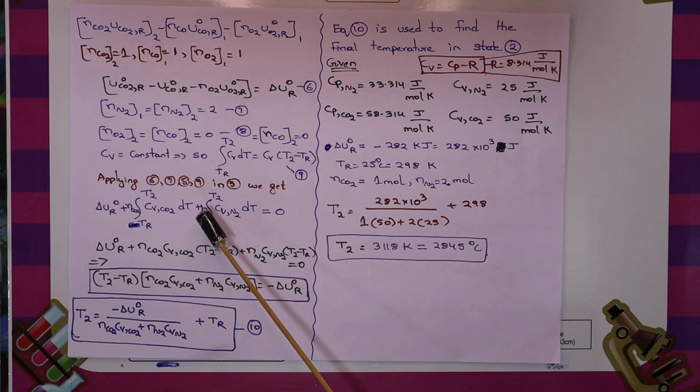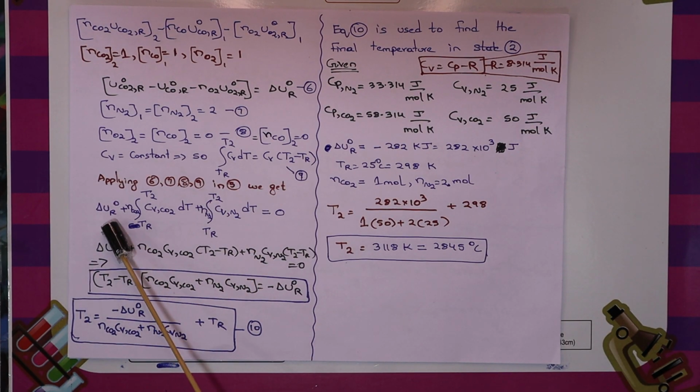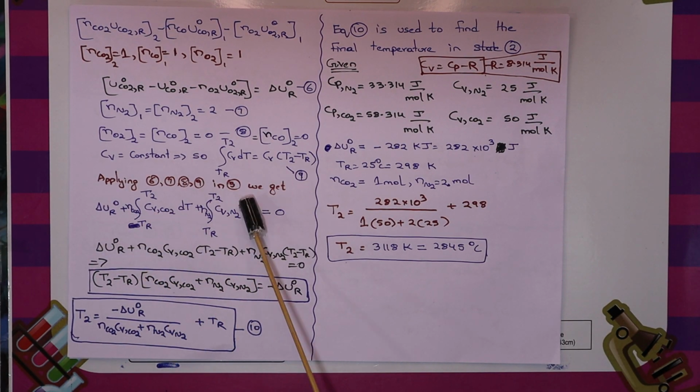Next, only three terms remain in the earlier equation: the change in internal energy of the reaction, plus moles of CO2 times the integral from TR to T2 of CV of CO2 dt, plus moles of nitrogen times the integral from TR to T2 of CV of nitrogen dt, equal to 0. You can see that the big equation transforms to only three terms.